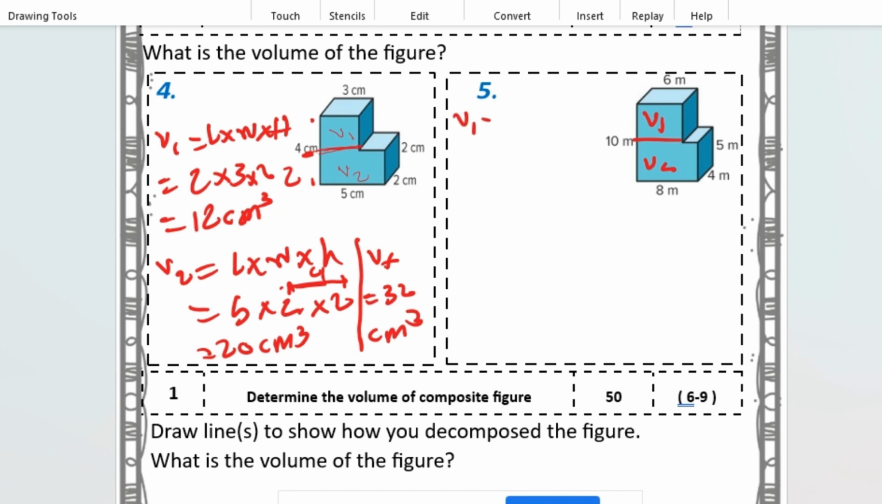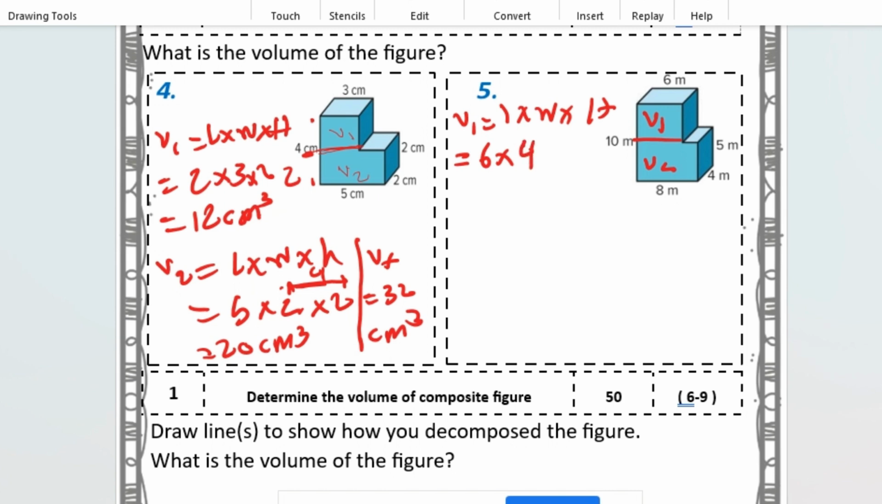So V1 equals, let's just put L times W times H here, which is the formula. And now, how much is the L here? We know that the W is 6. We want to find the L, sorry, the L is 6. The W is this bit right here. How much is this bit? We know that this bit right here is 4. This will also be 4, and finally this also will be 4. So this will be 4.